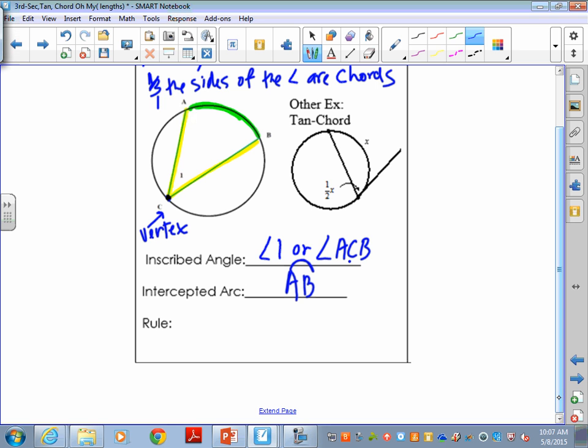Now, the intercepted arc will always be the arc that lies inside the inscribed angle. So it's always going to be inside the angle. Now, here's the rule.